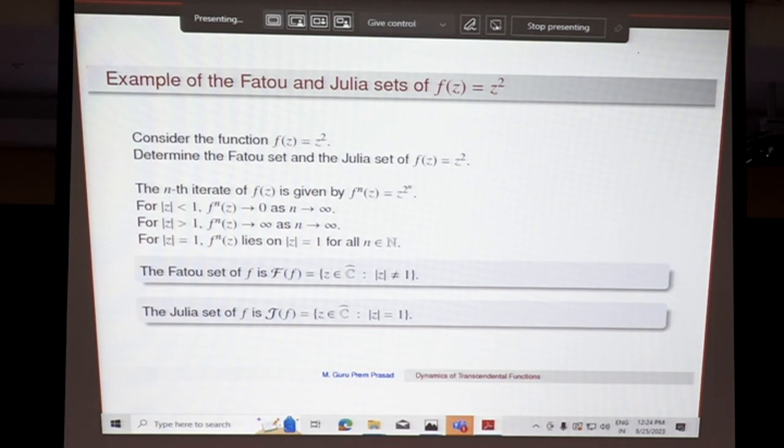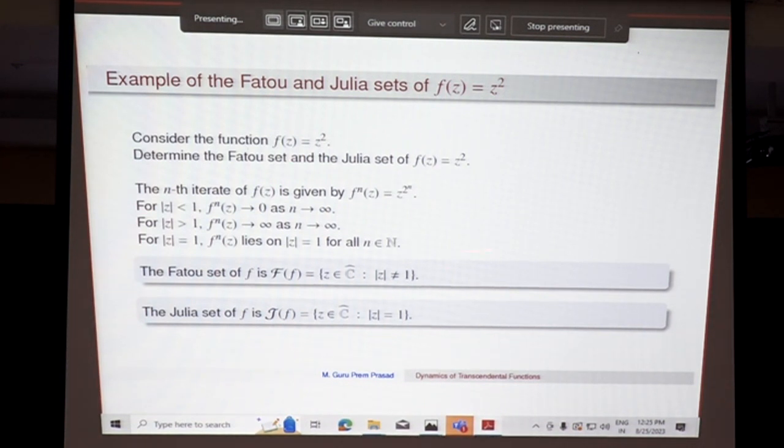The Fatou set means the set of all points at which the sequence of iterates forms a normal family. Already you can see that for |z| < 1, the sequence of iterates converges to 0. For |z| > 1, the sequence of iterates converges to infinity. And for |z| = 1, the iterates just stay on |z| = 1, and it doesn't converge anywhere. So for this function, the Fatou set is |z| < 1 union |z| > 1. Its complement, |z| = 1, is the chaotic set or Julia set. So this is a very simple one, z^2.